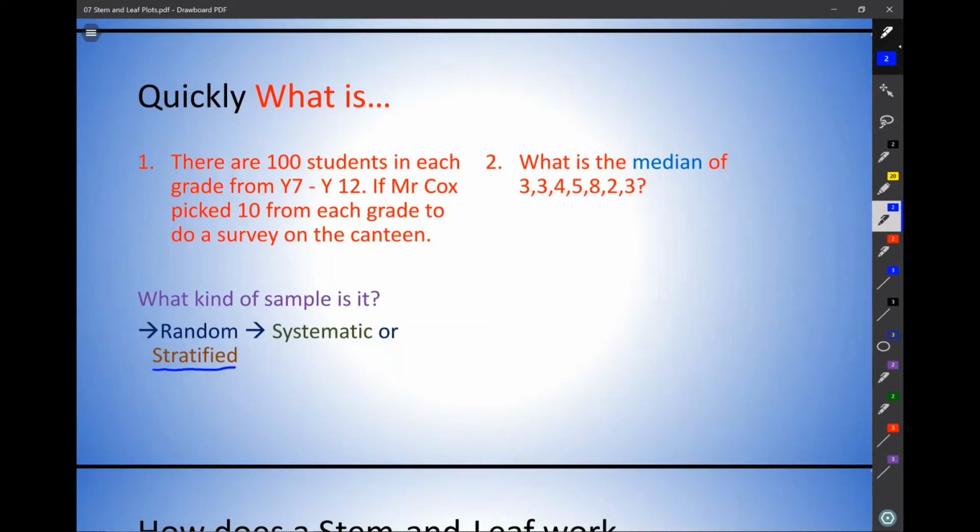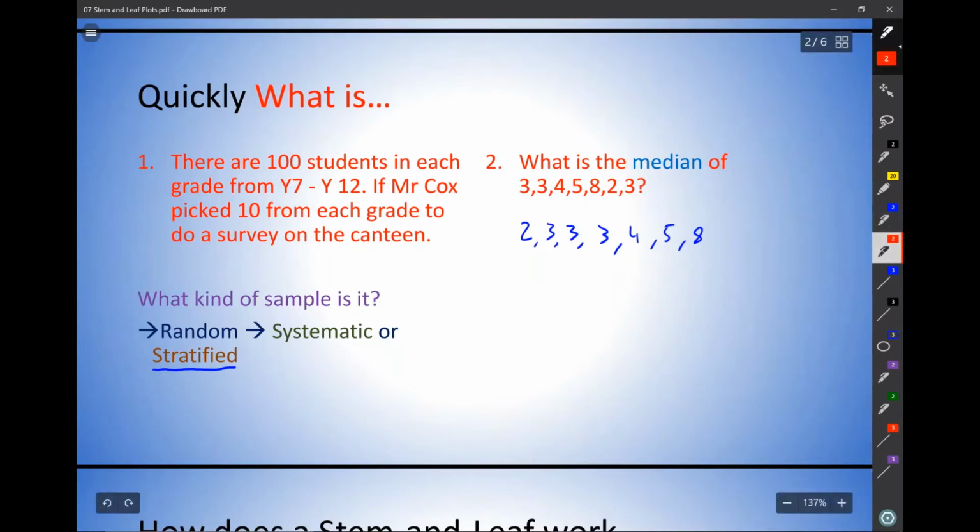Okay, so the first step you should have taken to answer this question is to rewrite the numbers in order. Because remember, the median score is the one in the middle. Now there are 7 scores here, so the median is going to be the 4th score, which is this one. 1, 2, 3. The one in the middle.